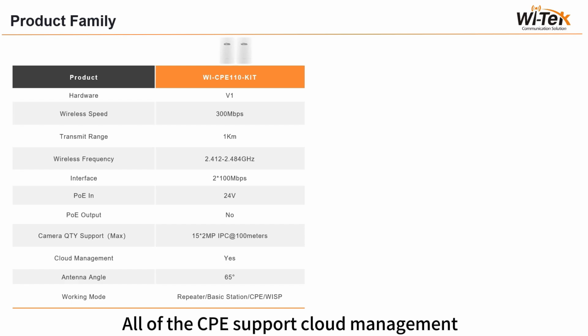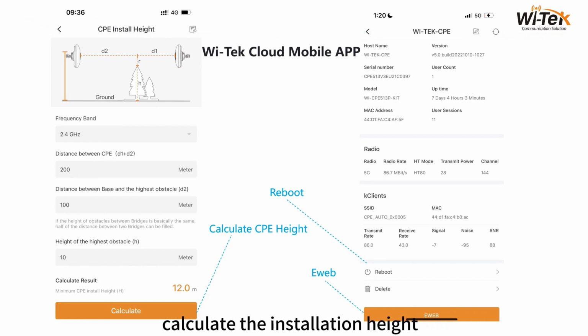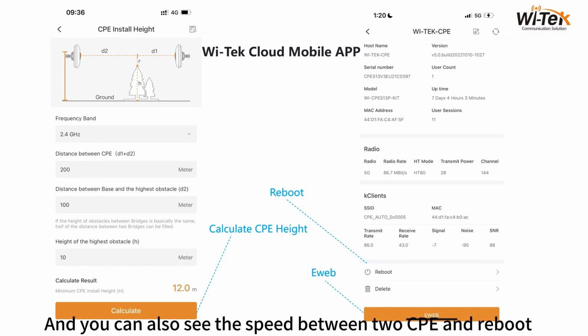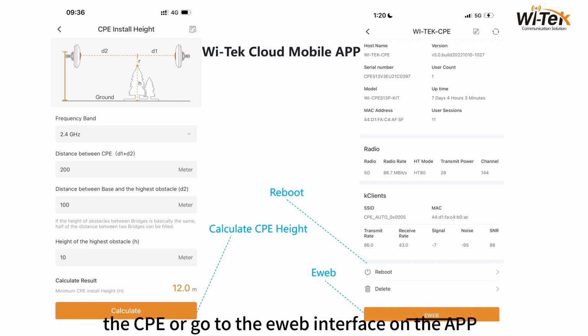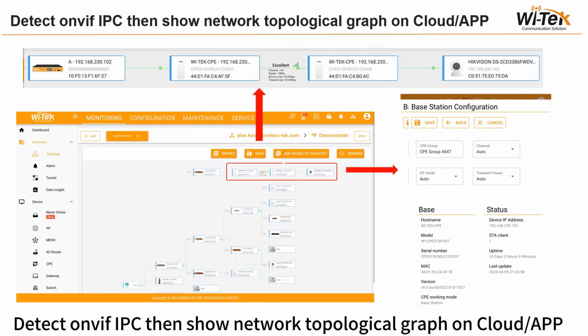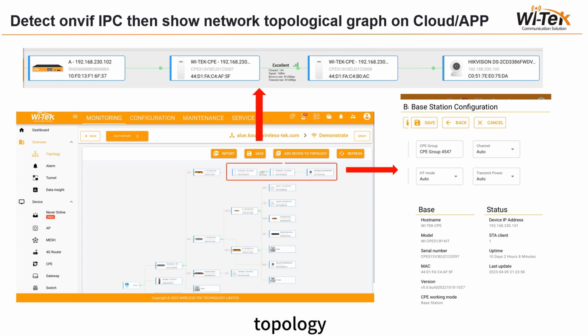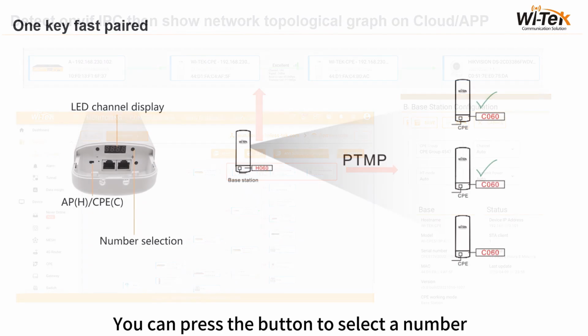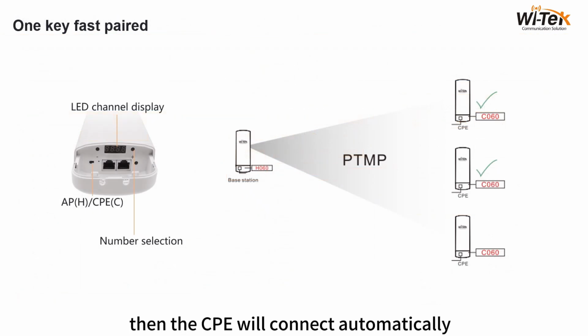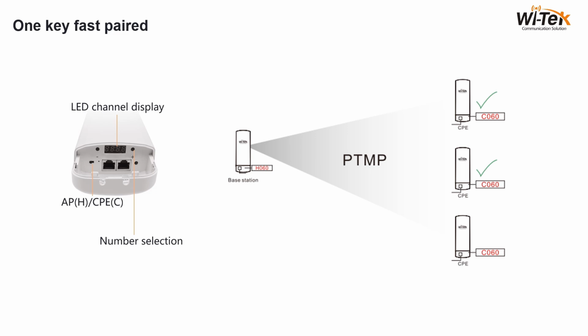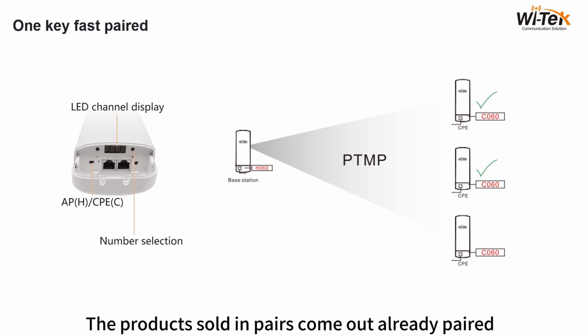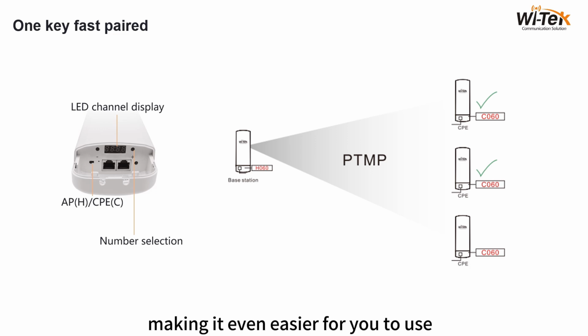All of the CPE support cloud management. You can fill in the parameters on the app and calculate the installation height. And you can also see the speed between 2 CPE and reboot the CPE or go to the e-web interface on the app. Detect ONVIF IPC, then show network topological graph. Cloud platform functions: topology, alarm, reset, reboot, upgrade. You can press the button to select a number, then the CPE will connect automatically. The products sold in pairs come out already paired, making it even easier for you to use.